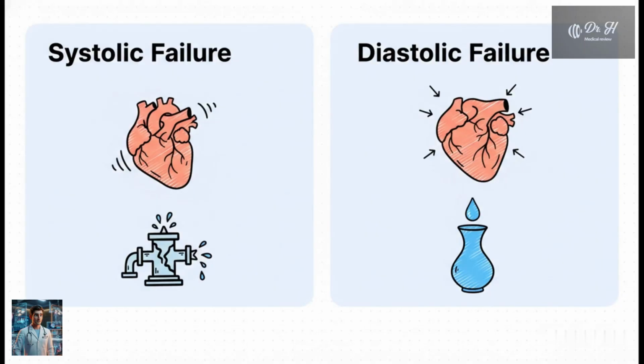So how do we break this down? Super simple. We've got 1 systolic failure and 3 diastolic failures. That's it. Think of it like this. Systolic failure is a pump problem. The heart just can't squeeze hard enough. Diastolic failure is a fill problem. The heart is too stiff to relax and fill up with blood. This framework is going to be our roadmap.